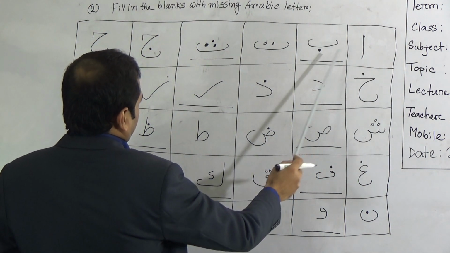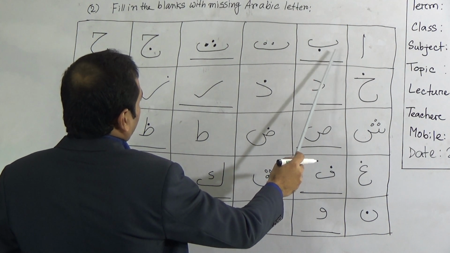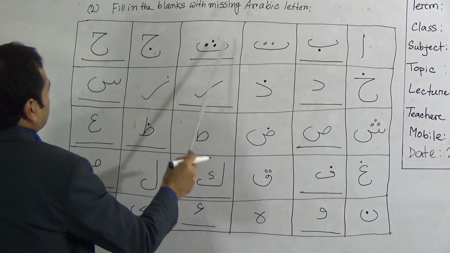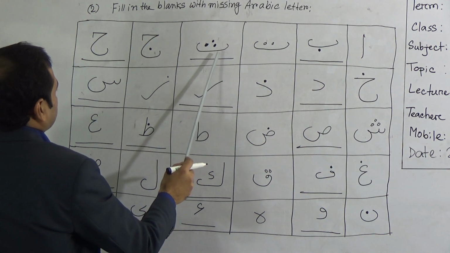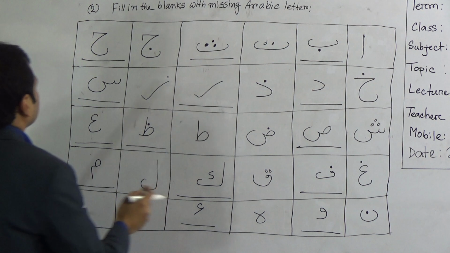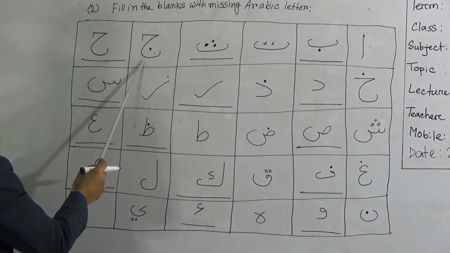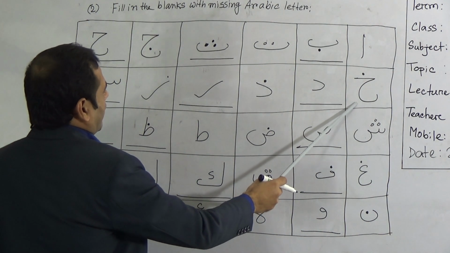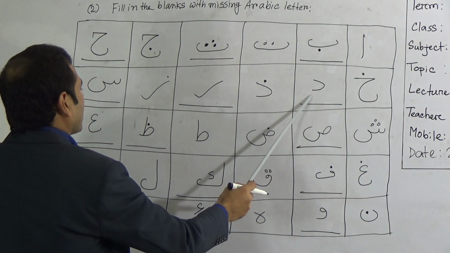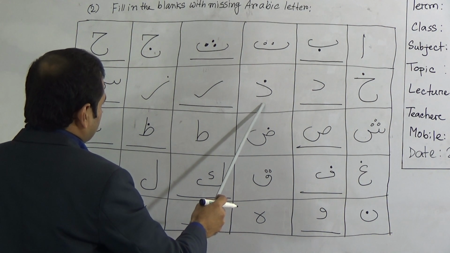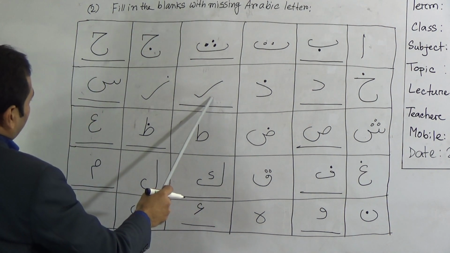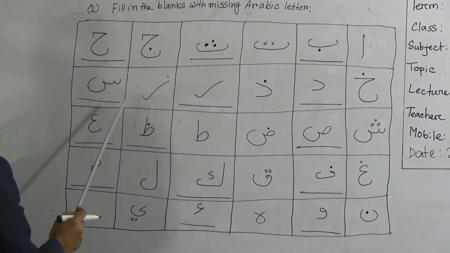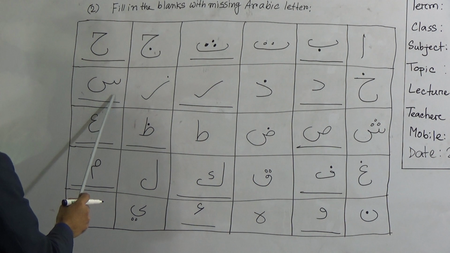Alif, the underlined letter will be ba. Ta is given and jim. So in the gap, sa will be written here. Now jim, after jim it will be ha. Kha is given. After kha it will be dal. Zal is given. So after zal, ra will be here. Za is given. So after za, sin will come.